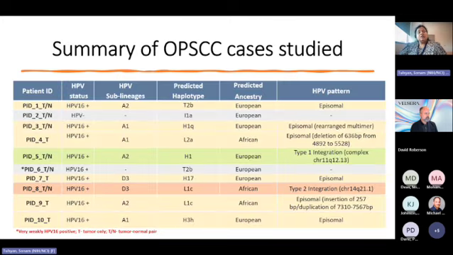This is the slide showing the summary of all the cases studied. As I told you before, 8 out of 10 were found to be HPV-16 positive. We observed more A1 and A2 sublineages in our samples. 7 out of 10 samples have European ancestry, and 6 out of 8 studied samples have an HPV episomal pattern.